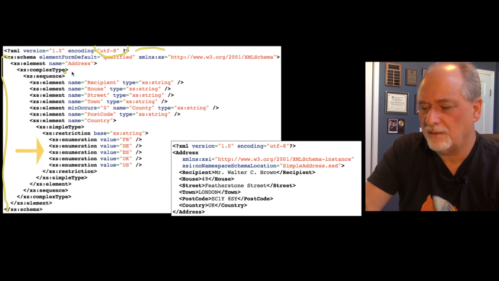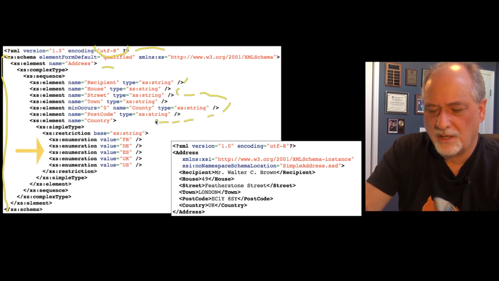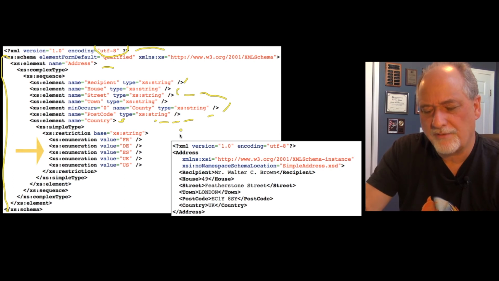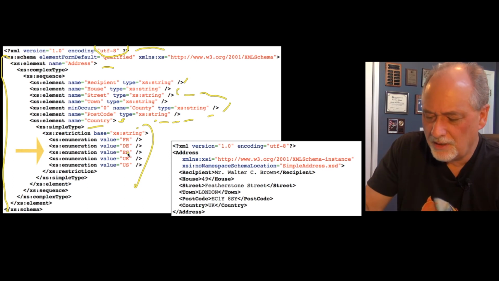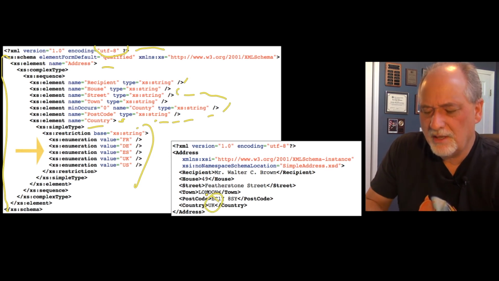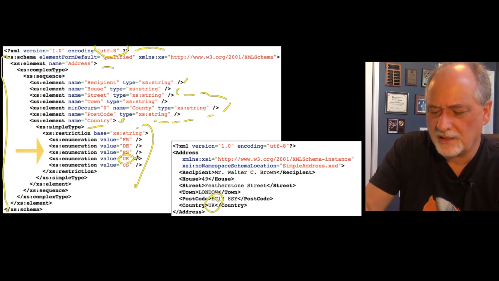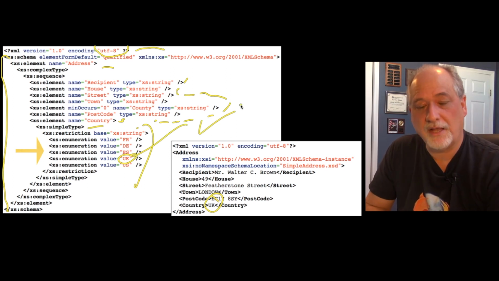And then what else we got? We got an address. We've got a string. We've seen all those. Here we have country, and we're going to have a restriction that basically says this is a simple string, but we're going to make it so that you have to list one of these four as the country code. And so here we are down here, and that's UK, and that's UK, and so that is valid XML.